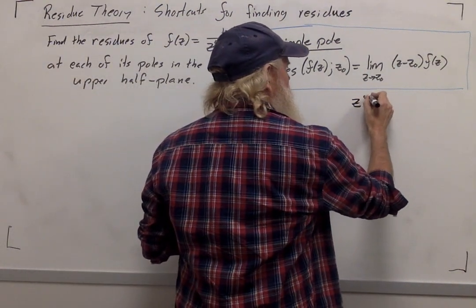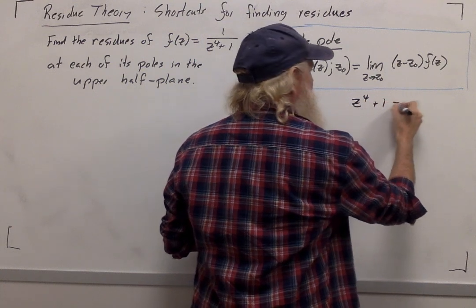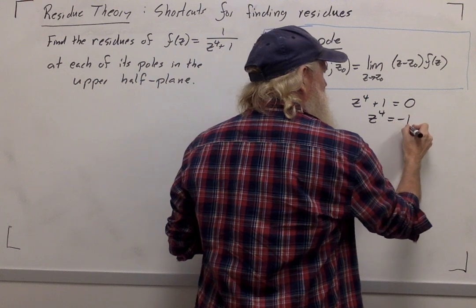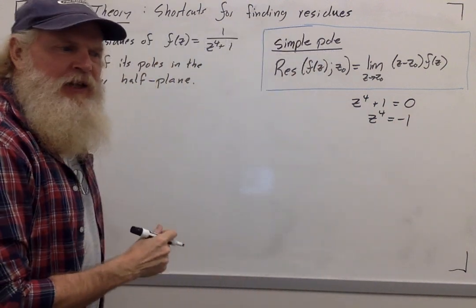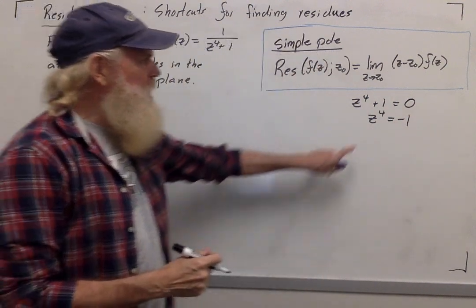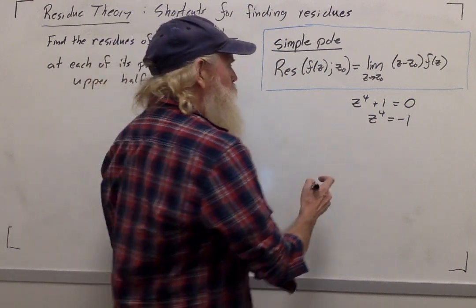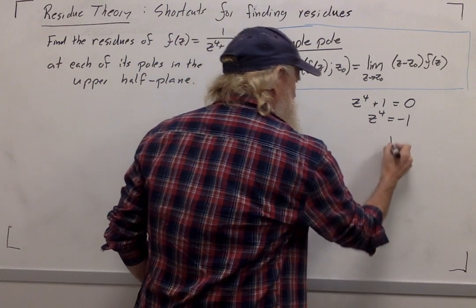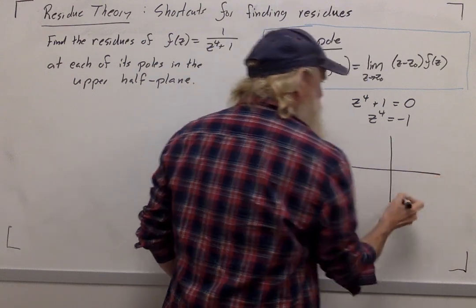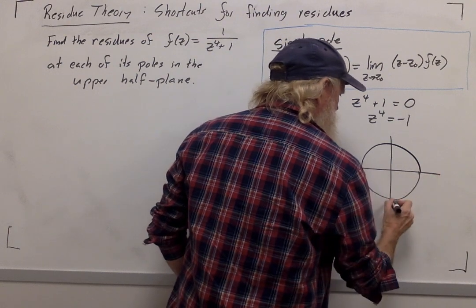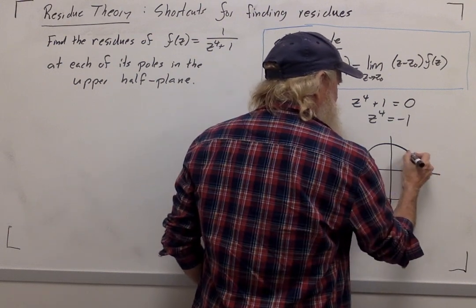So let's take z to the 4th plus 1 and set it equal to 0. That's the same as z to the 4th equals negative 1. And you learned on an earlier homework assignment how to find the solutions for this in the complex plane. And you might remember that there were 4 of them. In pictures, all 4 solutions lie on the unit circle, and they're symmetrically placed.